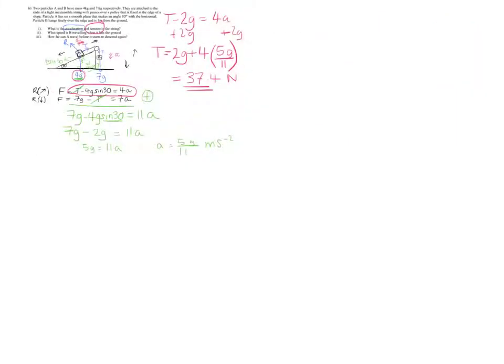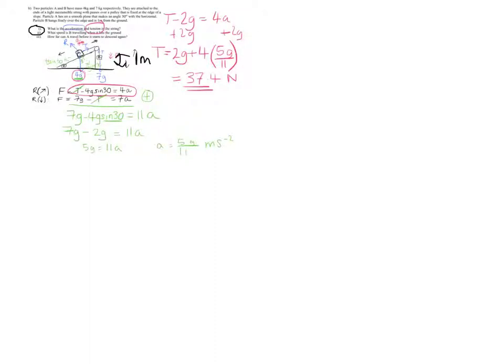I'm just going to walk you through the next bit. So for part 2, let me circle it. Good. What speed is B travelling when it hits the ground? The distance that B travels is 1 meter.